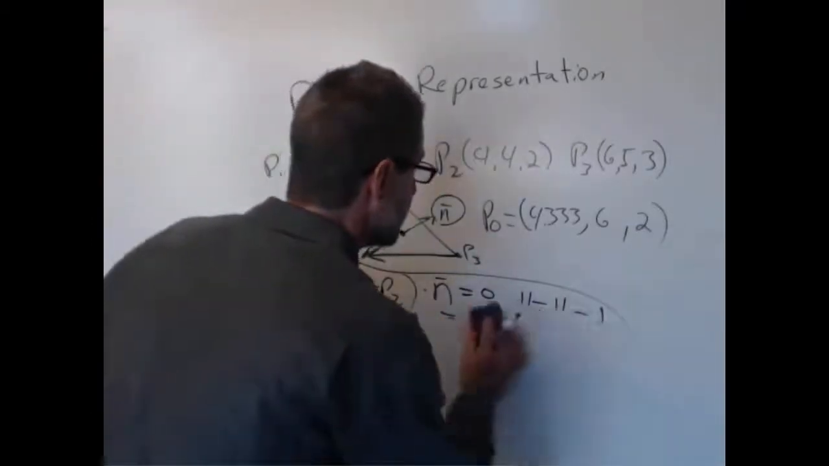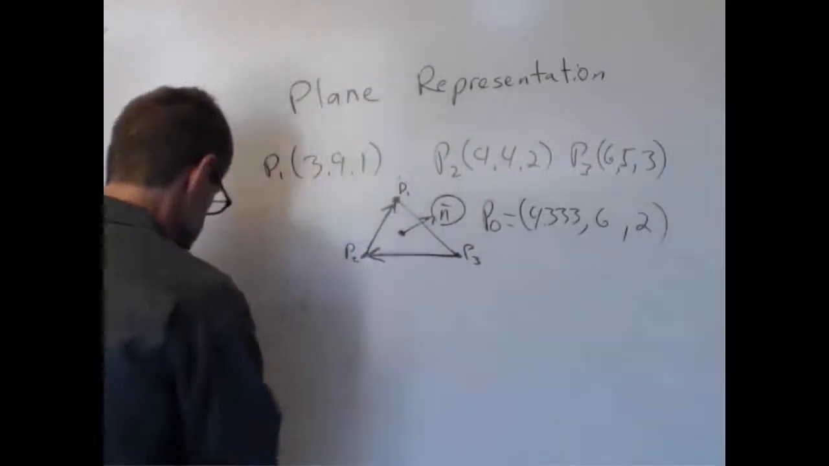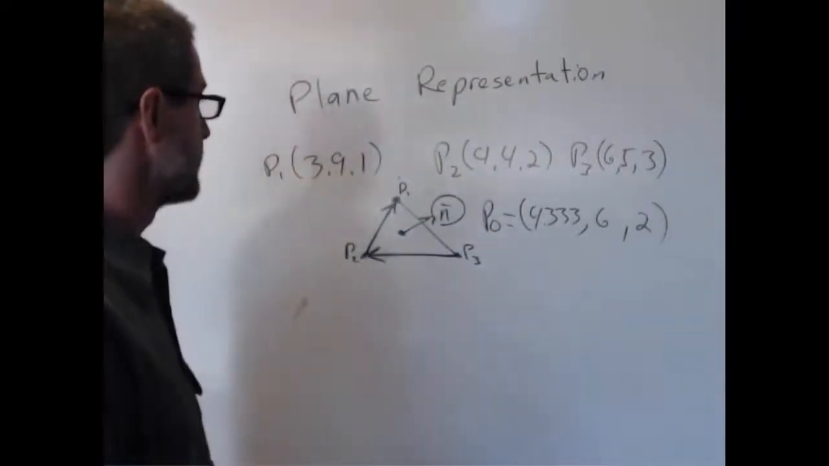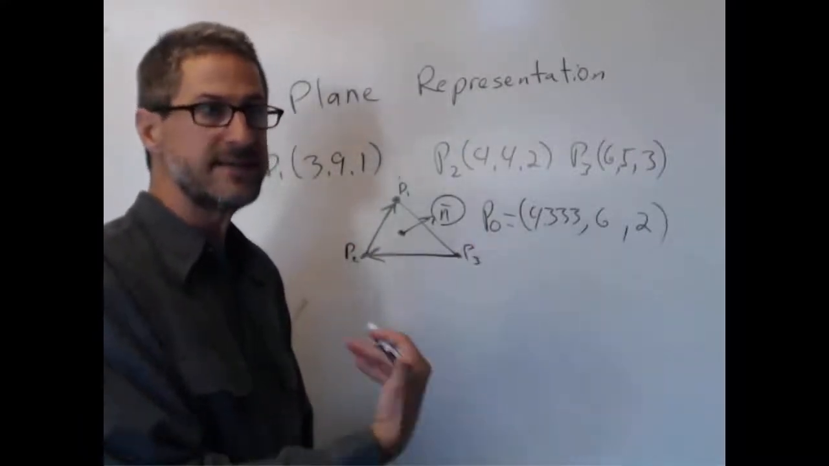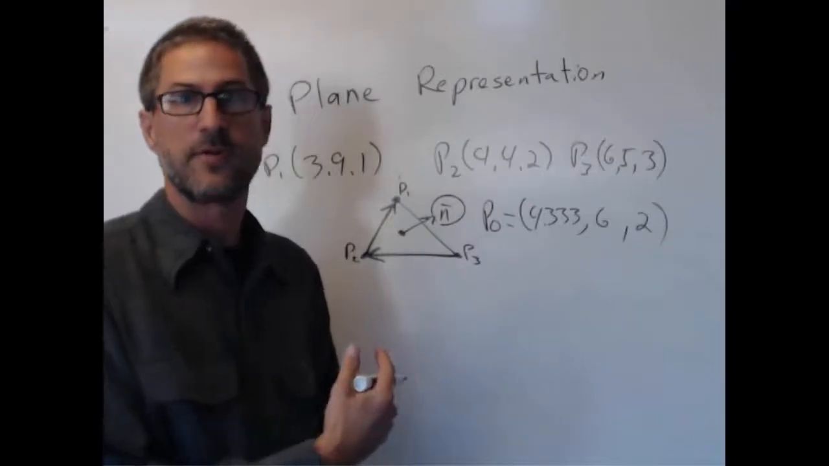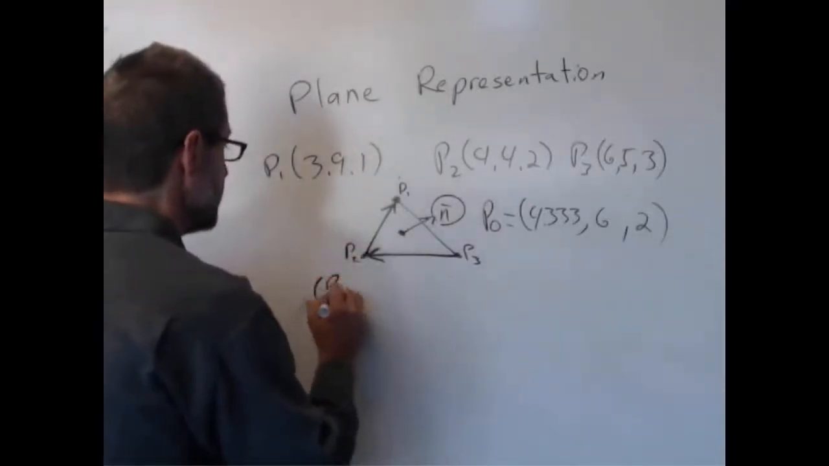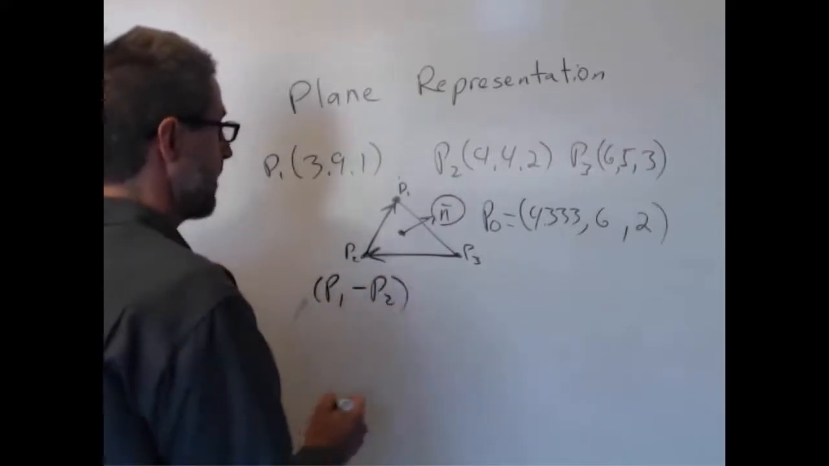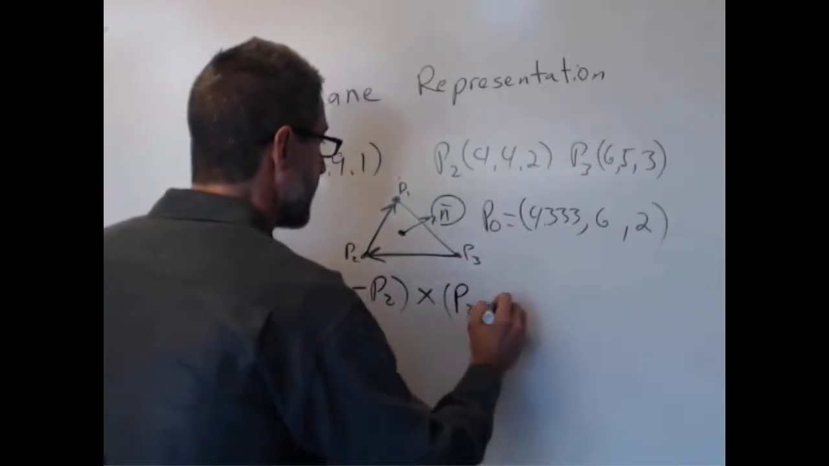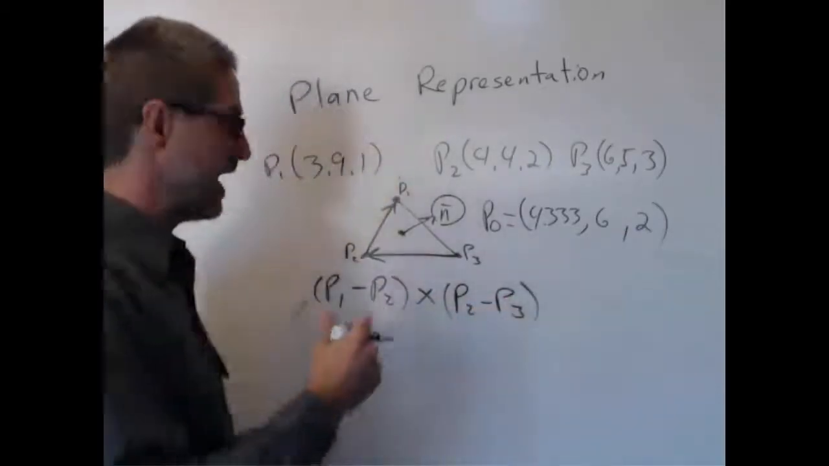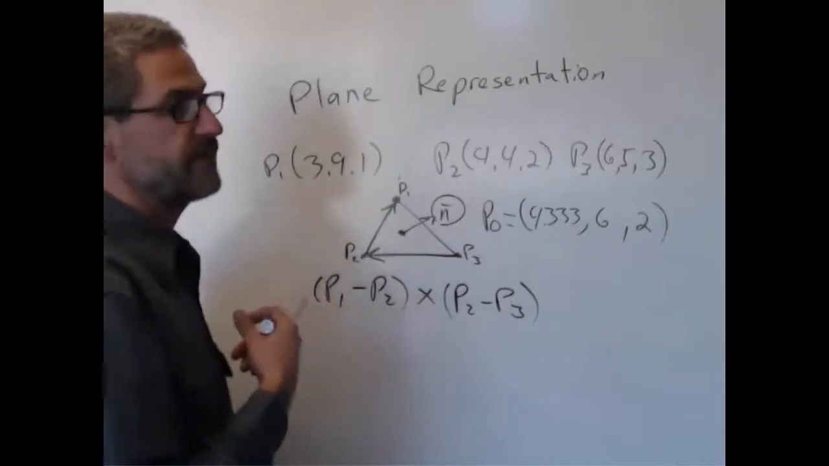So let's think about the cross product here. Now, the cross product, remember, the result of one vector crossing the other is a normal vector that's normal to both of those. So that's exactly what we're looking for here. So let's take P1 minus P2, cross it with P2 minus P3. And that should give a vector normal to both of those vectors.